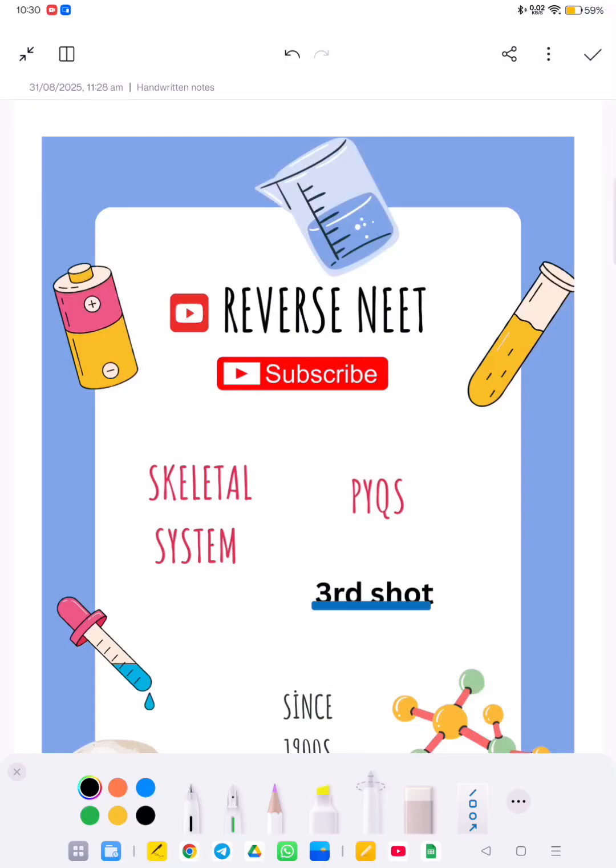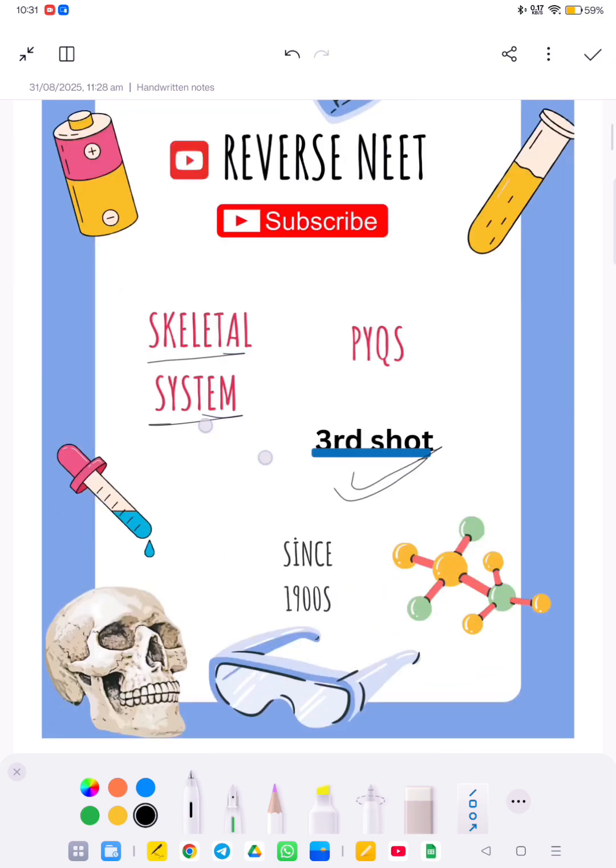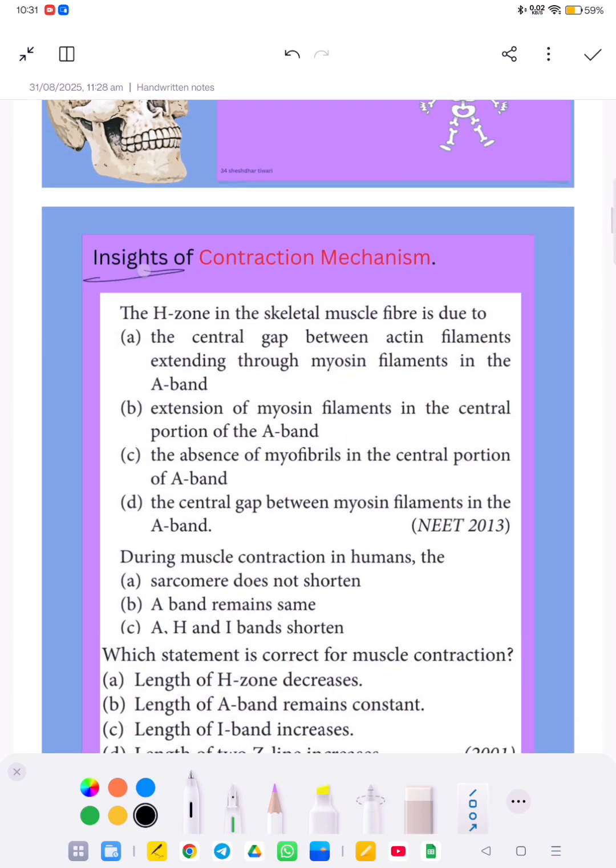Hello, friends. Now we are at our third short for this chapter, muscular system and locomotion. And now we will continue. In this session, we will see the insights of the contraction mechanism. Okay, the contraction mechanism we are going to see here in this session.